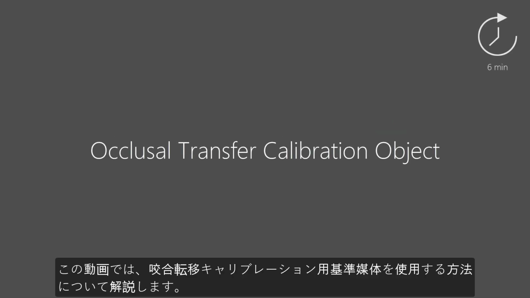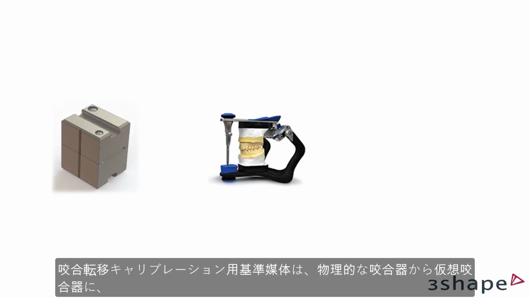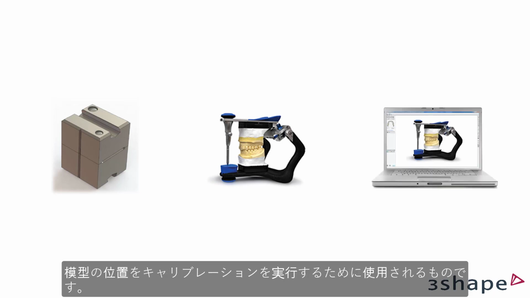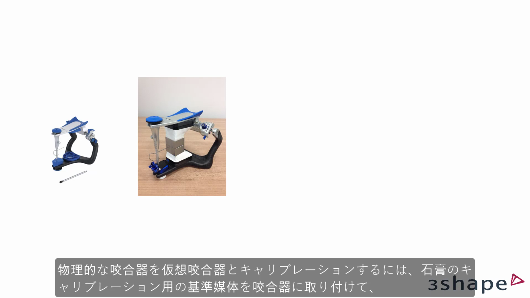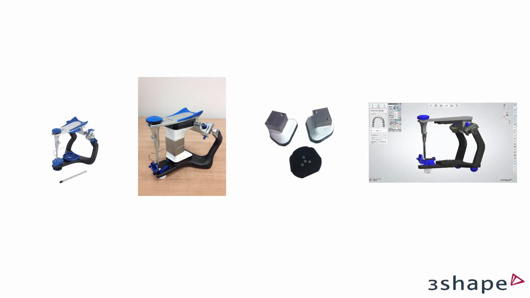In this video, you will learn how to use the Occlusal Transfer Calibration object. The Occlusal Transfer Calibration object is used for calibrating the position of mounted models from a physical articulator to a virtual articulator. You can calibrate your physical articulator with its virtual version by mounting the calibration object in gypsum in the articulator and transferring the object position to transfer plates and then the software.